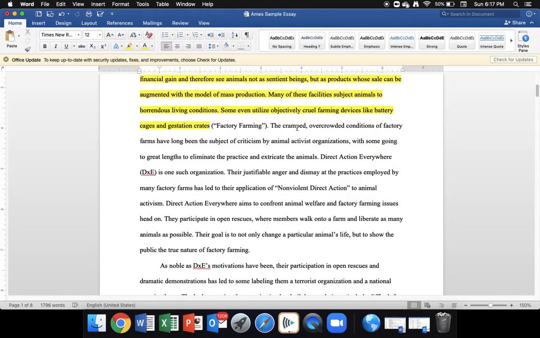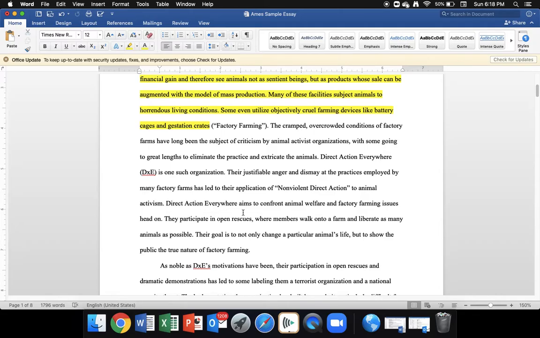It says, the cramped, overcrowded conditions of factory farms have long been the subject of criticism by animal activist organizations, with some going to great lengths to eliminate the practice and extricate the animals. Direct Action Everywhere, DXE, is one such organization. Their justifiable anger and dismay at the practice employed by many factory farms has led to their application of nonviolent direct action to animal activism.